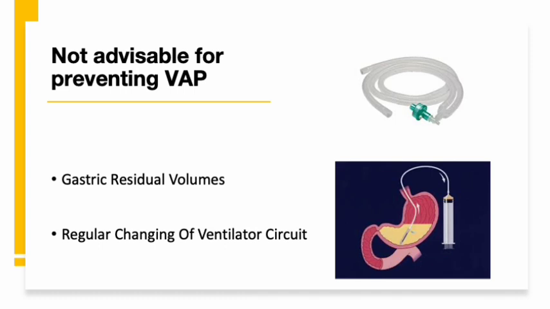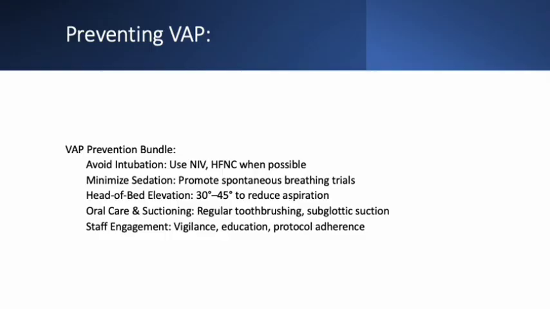In summary, VAP prevention bundle centers on averting intubation, minimizing sedation, maintaining correct positioning, ensuring oral care and suctioning, and rigorous staff engagement. Vigilance, education, and adherence are the cornerstone of successful VAP reduction.